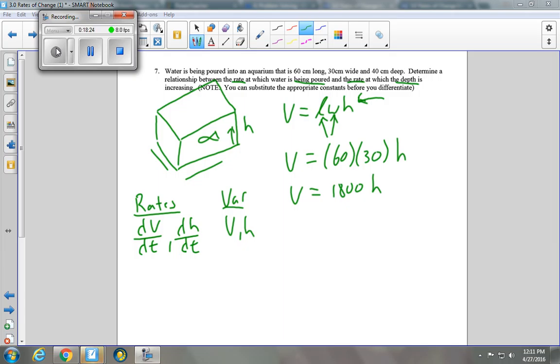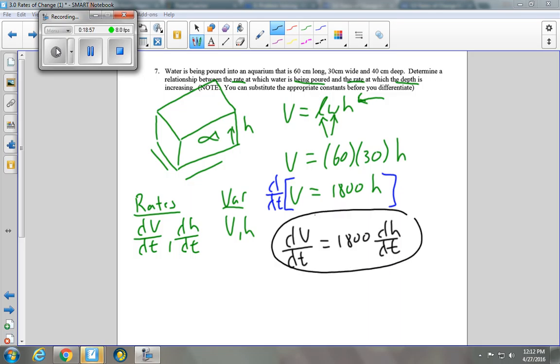Now all we got to do is take the derivative with respect to time, d/dt of this entire equation. So if we do that, we end up with dV/dt is equal to 1800 and then just dH/dt. That's it. And that's it.